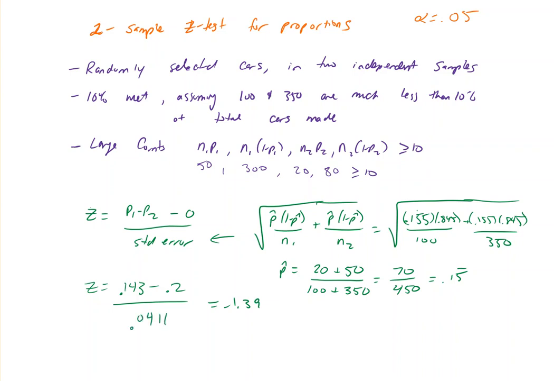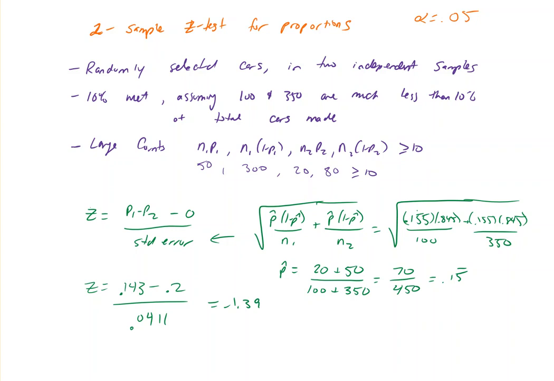So negative 1.39. Doesn't feel significant, does it? When I think of negative 1.39, I don't think it's going to be far enough to hit that 5% threshold. I mean, I want to see 1.7s, 1.8s. I want to get closer to 2 to be significant. But let's just check. We'll see.